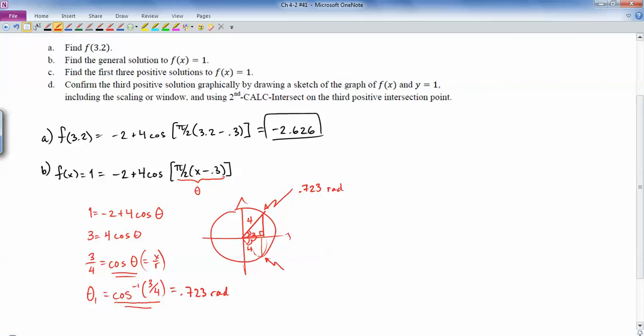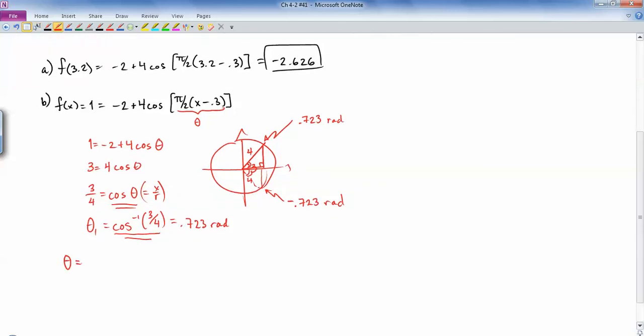So that means that this one over here is -0.723 radians, or you could do 2 pi minus 0.723 to get another version of it. And so then our general solution for theta is 0.723 plus 2 pi k and -0.723 plus 2 pi k, where k is an integer. And I'll write that at the end. So actually, let me put this one over here instead. Okay, so we've gone as far as we can go with theta, so now I'm going to switch them back out for pi over 2 times x minus 0.3, which is really what theta is.